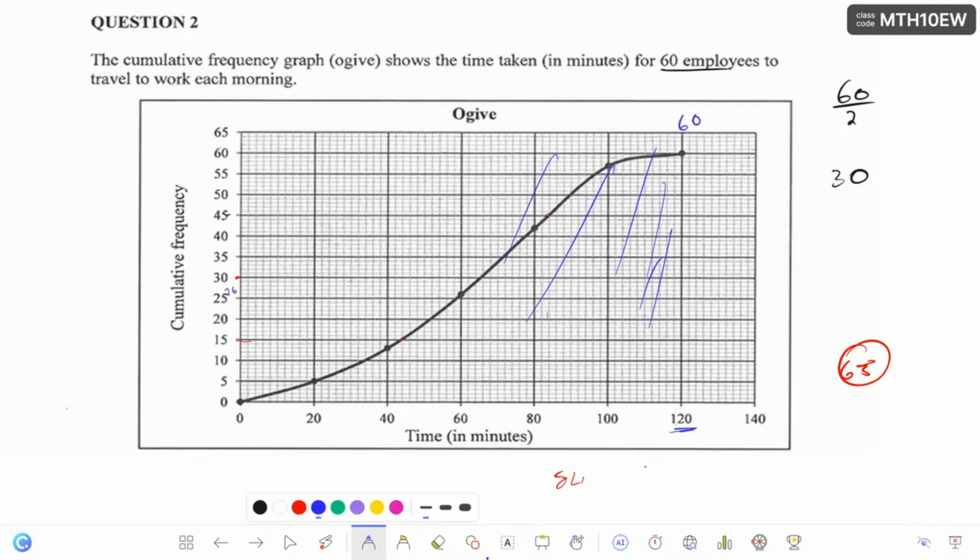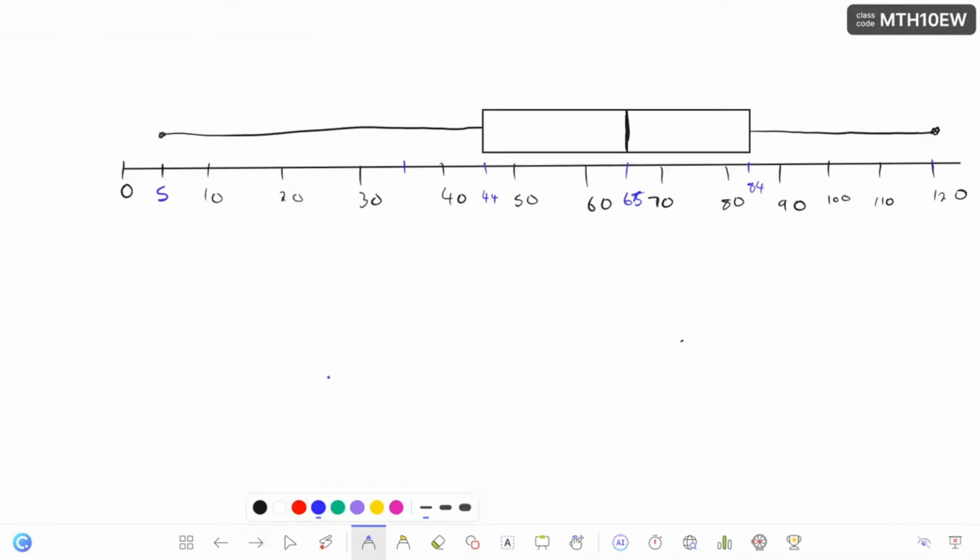So we need to do what? We need to say 60 minus 26 is equal to 34. So 34 people are allowed to work from home.